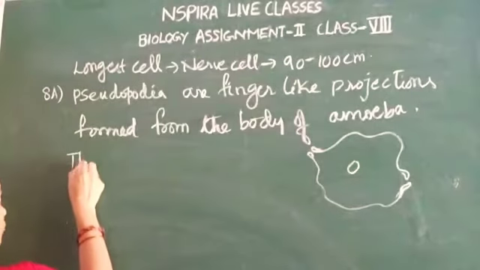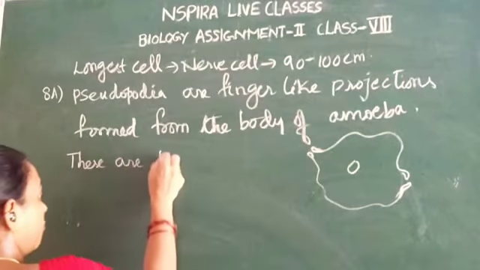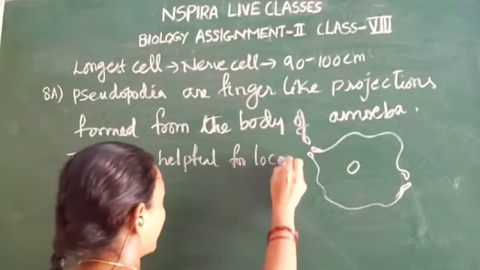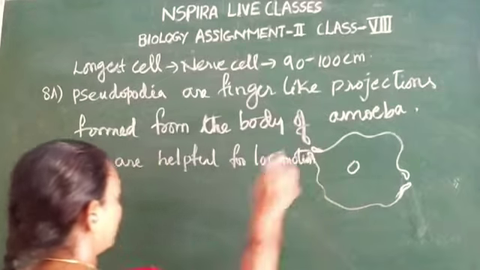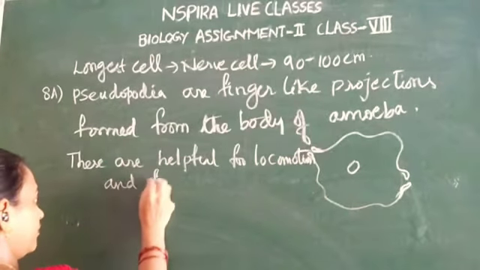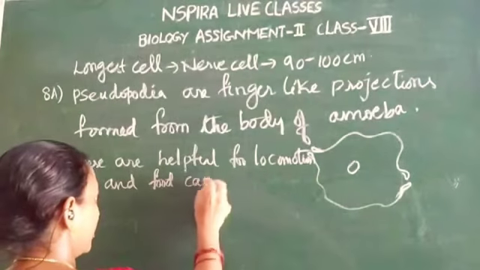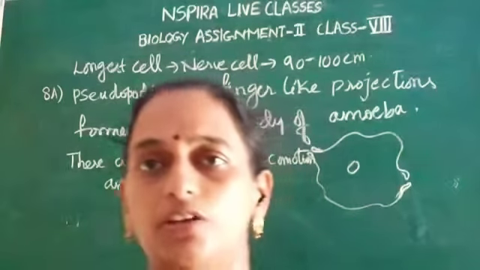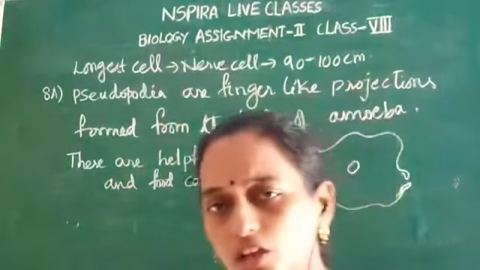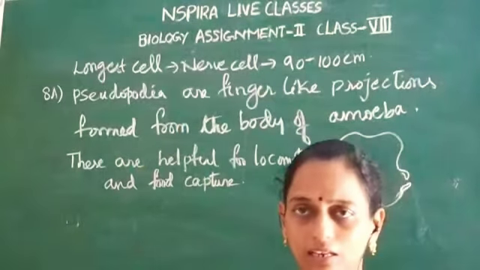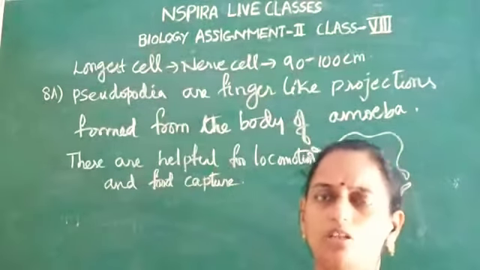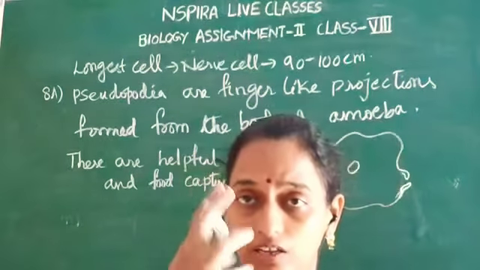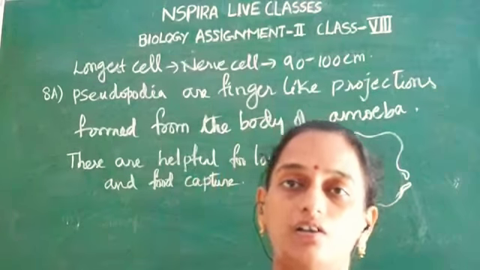These are helpful for locomotion, which means movement, and for food capture, food taking. So pseudopodia are the structures formed from the body of amoeba, and they can form on any side for moving from one side to another, or for taking the food present inside the water.